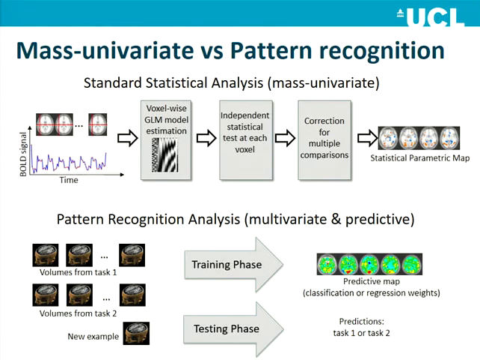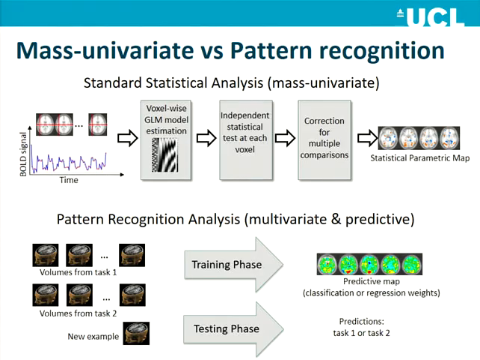With pattern recognition analysis, we look at the data from a very different perspective. Here, I already explained, you have the training and the testing phase, and here we give the whole pattern, the whole brain, for example, or can be the pattern within a region of interest, but we give the whole pattern to the algorithm. So we don't look at a single voxel at a time, we look at the whole pattern, and the outcome is this predictive function, and then we can make predictions from it.